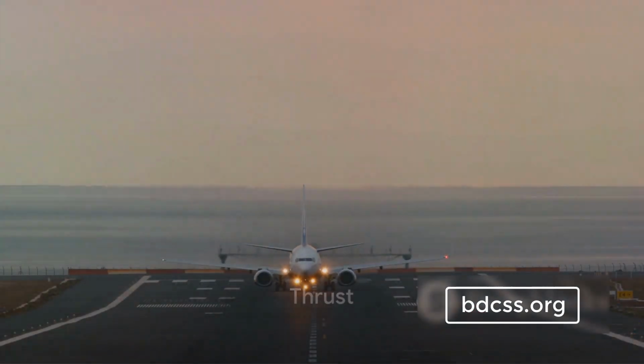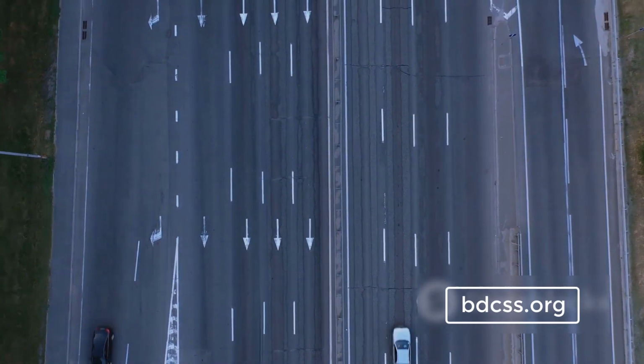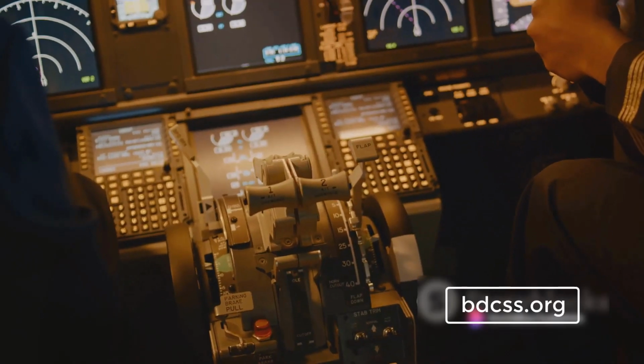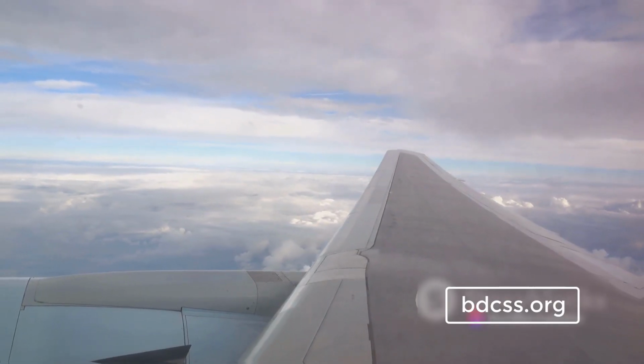Firstly, consider thrust. Thrust is the force that propels an aircraft forward. Picture a car revving its engine, ready to bolt down the highway. That initial forward push, that's thrust. In airplanes, engines or propellers generate thrust, propelling the plane forward through the air.